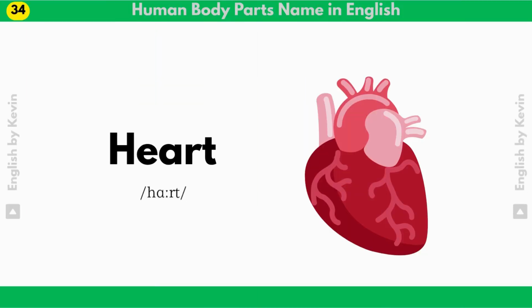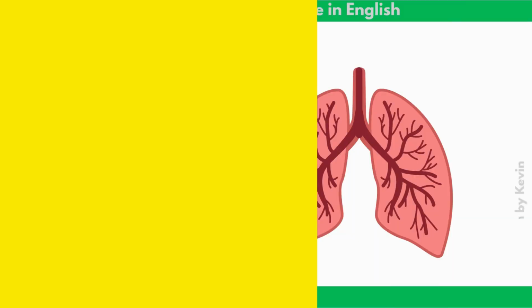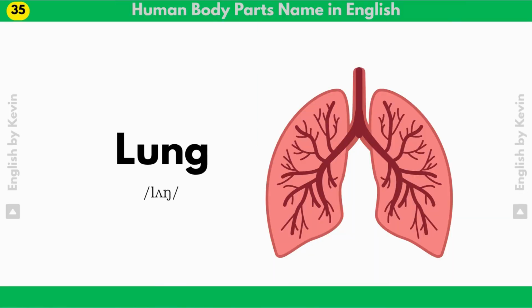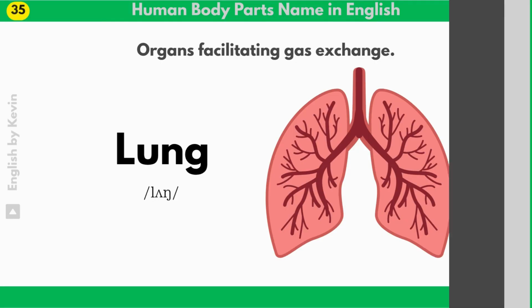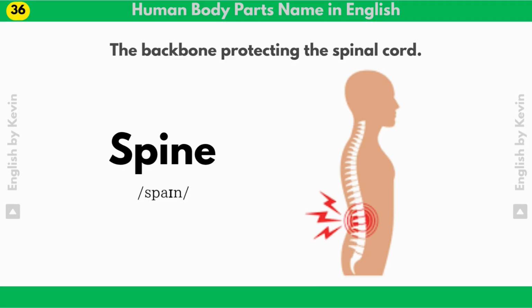Heart. The muscular organ pumps blood throughout the body. Lung. Organs facilitating gas exchange. Spine. The backbone protecting the spinal cord.